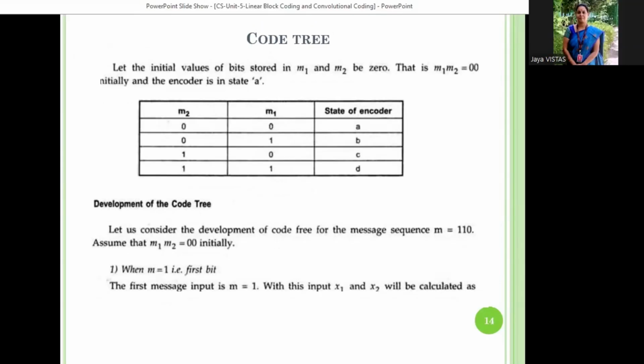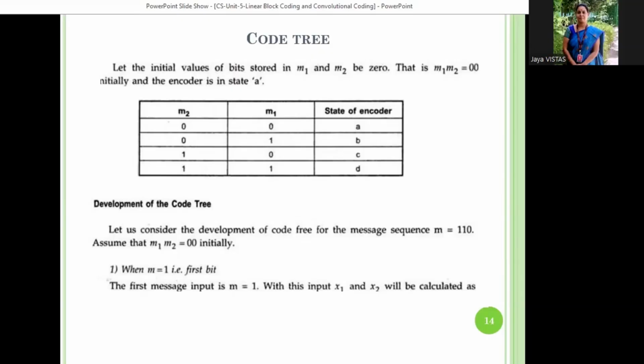So how do we say the state of the encoder? See, this is M1 and M2. M1, M2 is 0, 0 now, so the state of the encoder is A. Totally we have only 4 states. M1, M2 equal to 0, 0 means A, then 1, 0 means B, then 0, 1 means C state, and 1, 1 means D state. 0, 0 is A state. Keep it in your mind.